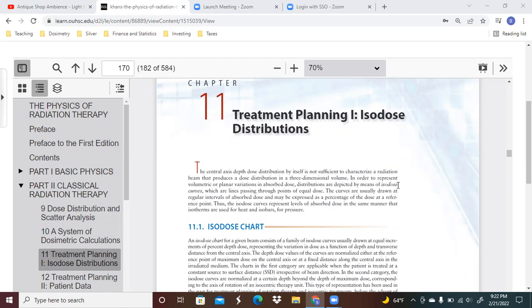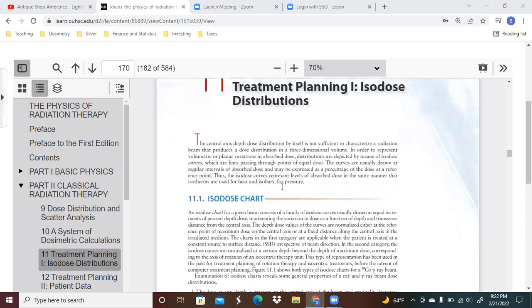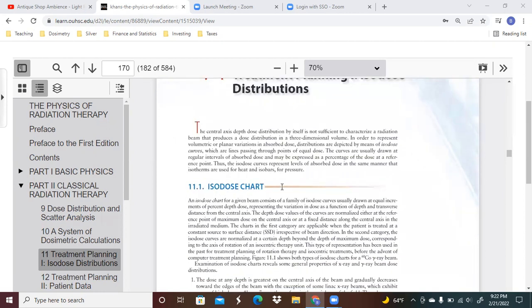We're going to look at something called isodose curves, which are going to be lines that are passing through points of equal dose. Isodose, same dose. So these are lines passing through points that have the same dose. And the curves are usually drawn at regular intervals of absorbed dose and may be expressed as a percentage of the dose at a reference point.